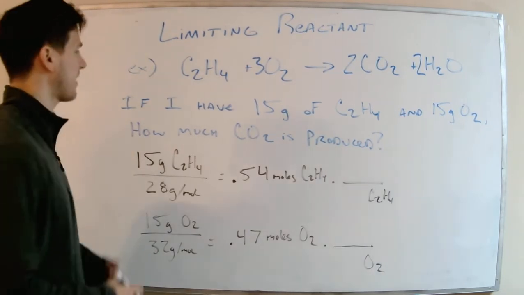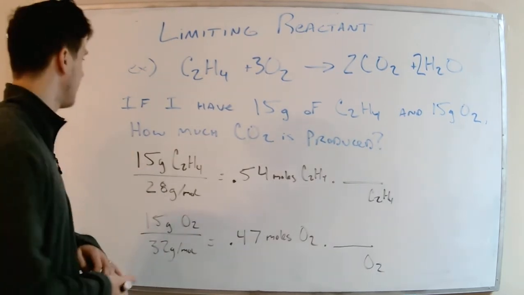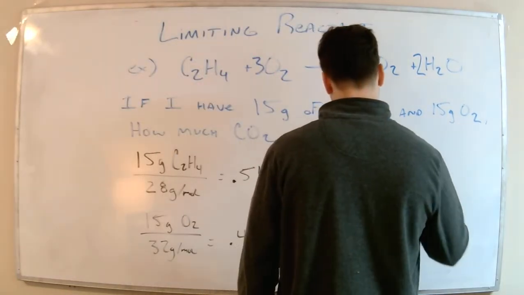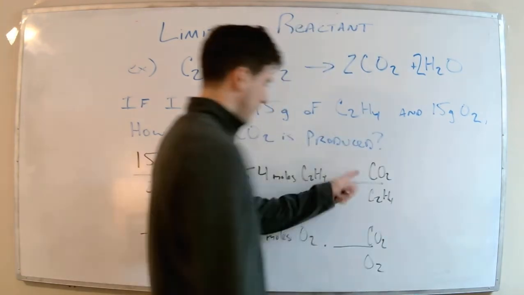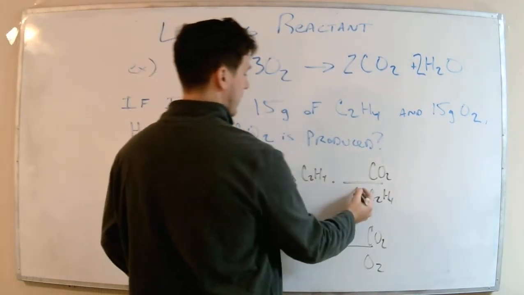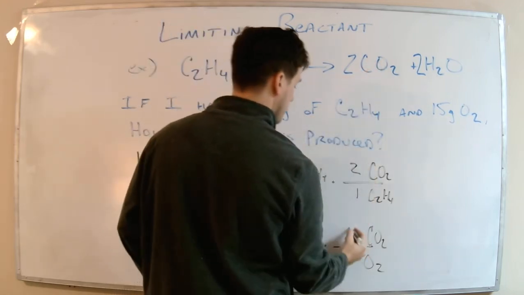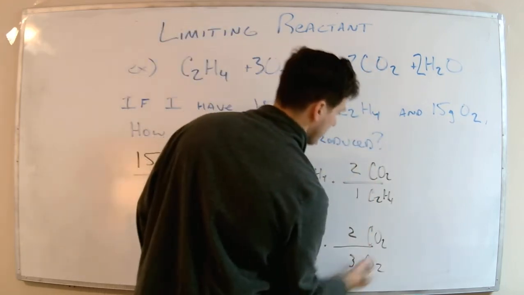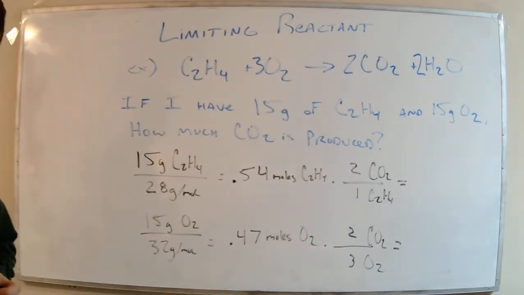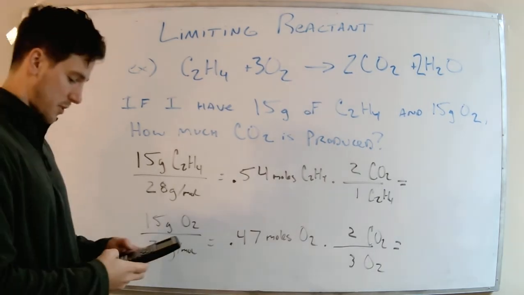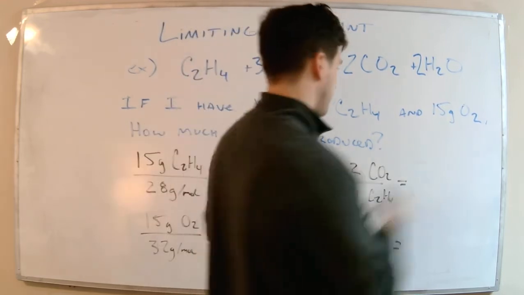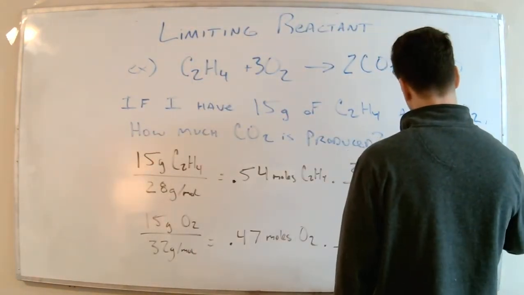And then we've got to ask ourselves, what are we trying to get? What do we want on top? Well, it's asking how much CO2 is produced, so I'm going to put CO2 on top. And then remember that the numbers that go there are just our coefficients. C2H4 has a 1, CO2 has a 2 in front of it, O2 has a 3 in front of it. Okay. So now we'll solve both of these. 0.54 times 2 divided by 1 is just 1.08. So I have 1.08 moles of CO2.